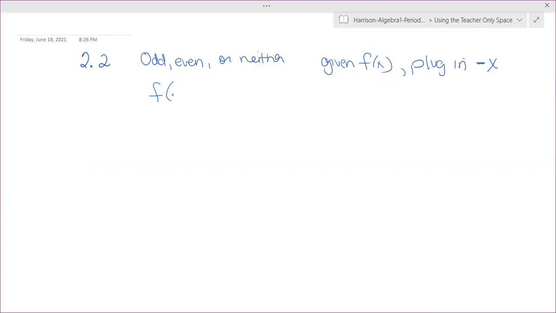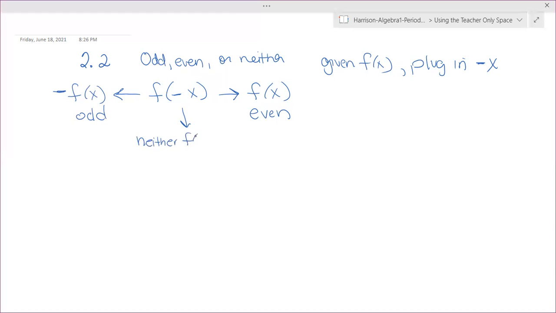So for instance, if I plug in the opposite of x and that gives me the result that I started with, which was f of x, then we say that function is even. If when we plug in negative x or the opposite of x, we get the opposite of the function we started with, we say that is an odd function. And if plugging in the opposite of x gives us neither f of x nor the opposite of f of x, in other words, there's no relationship at all, we say that it is neither.